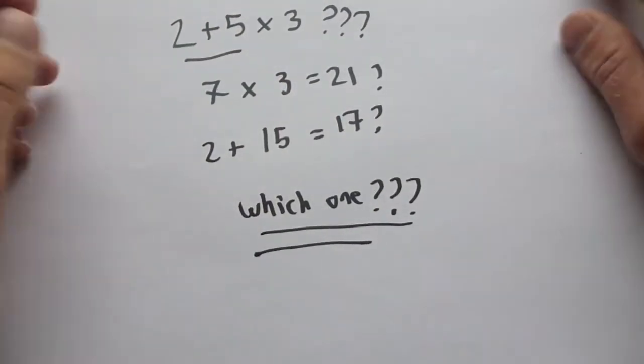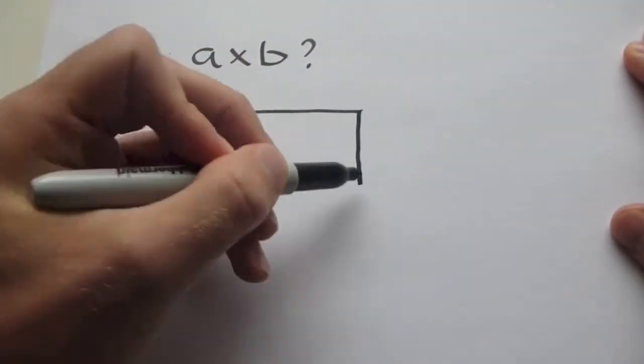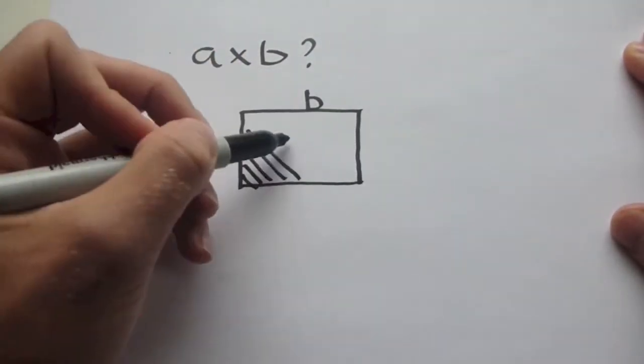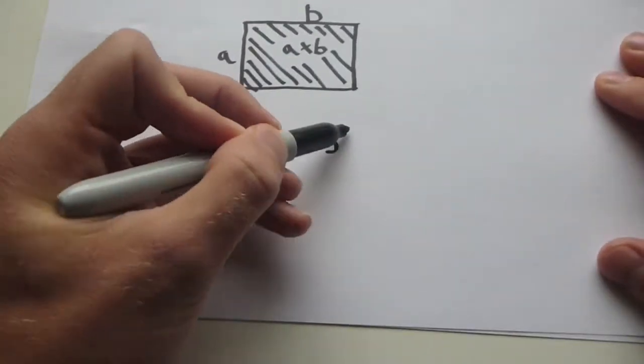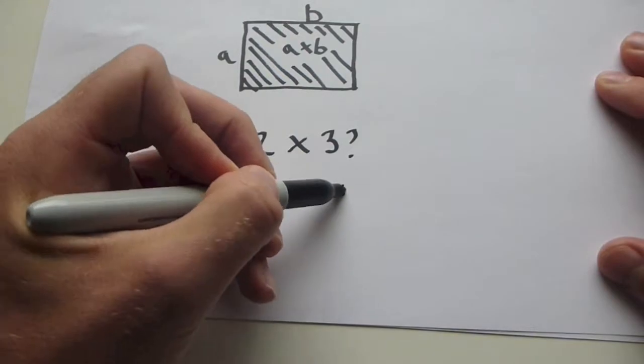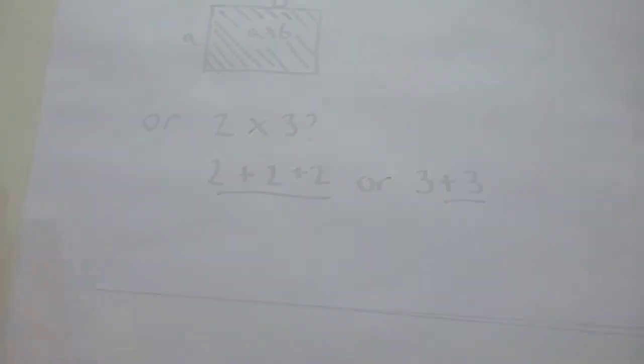Which one is it? When I think about multiplication, something like a times b, I always think of an area model, where a times b is the shaded area. But you could also think of incremental a's added b times. How about 2 times 3? Well, we know that that's 2 plus 2 plus 2, or 3 plus 3. So either way, it's repeated addition.